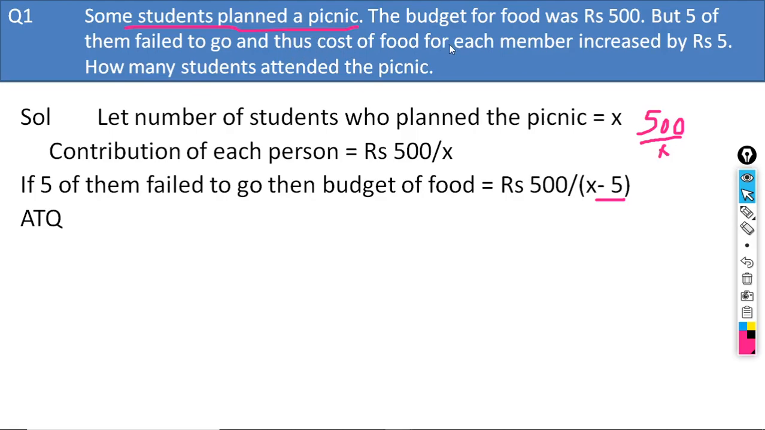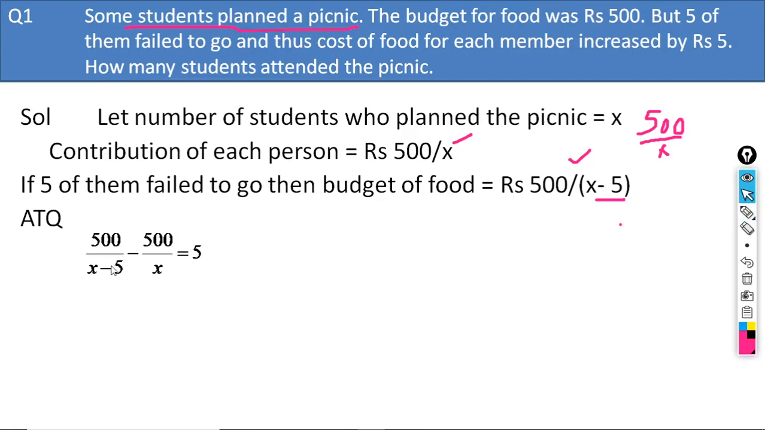the cost of the food for each member increased by rupees 5. You can see here in the second case, 500 upon x minus 5, students have paid more money, while in the first case they have paid less money, and the difference of money is rupees 5. So 500 upon x minus 5 minus 500 upon x will be equal to 5. Here 500 upon x minus 5 and 500 upon x represent the contribution of each one in different cases. So the difference of contribution is 5.